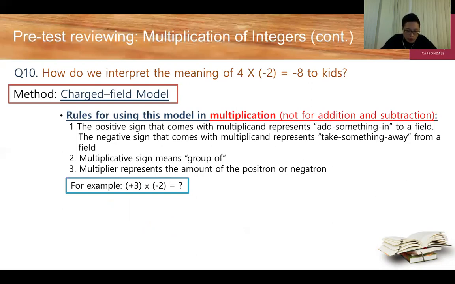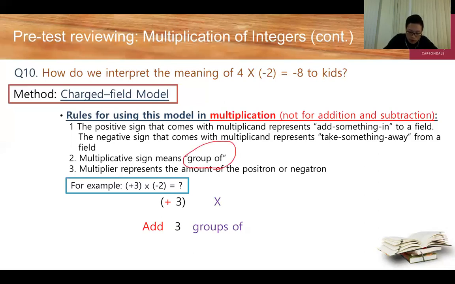Okay, so the positive sign that comes with multiplication represents adding something into a field, and the negative sign that comes with multiplication represents taking something away from a field. Here is an example. The multiplication here is +3, right? So that means add 3, and the times sign here means groups of.